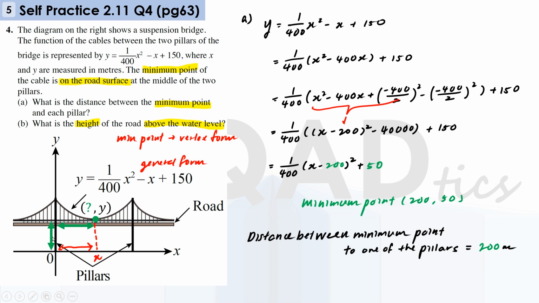To find this length, technically we can also use the minimum point. It's just that this time we are finding the y coordinate, because the y coordinate represents the length from the road to the water level. So here we just need to find the y coordinate of the minimum point. In part A we have already found it, so we can just write out a conclusion: the height of the road from the water level is 50 meters.